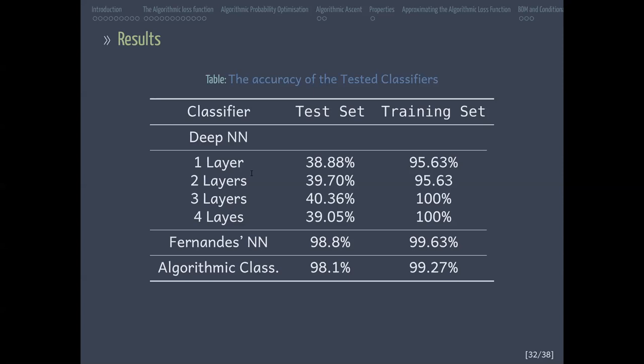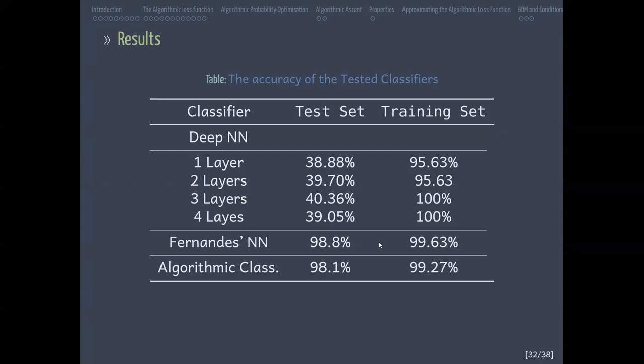the naive neural networks, they're naive because they don't have any specialization done for this problem, get very good results for the training set, but for the test sets, the accuracy is low. So this is a symptom of overfitting, of lack of generalization beyond the training set. Now the Fernandez classifier did much better. An algorithmic classifier, even though it was a very simple one, has a very good performance for this problem, very close to the custom deep neural network.